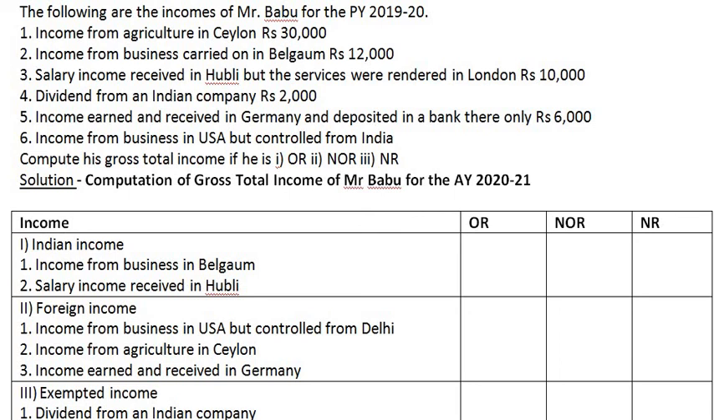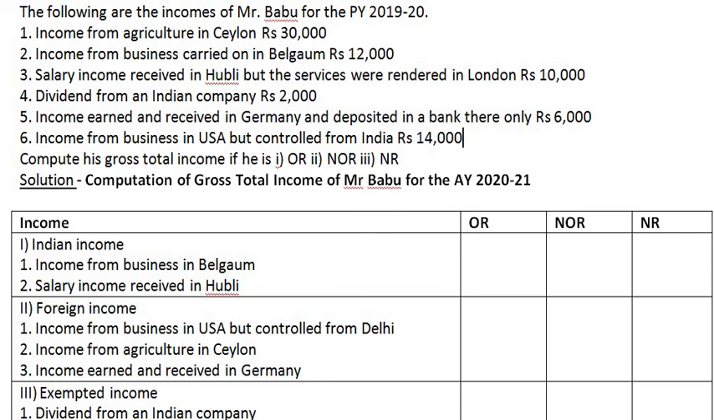There is one more income that I have added here, that is the sixth point: income from business in USA but controlled from India, and that amounts to rupees 14,000. By mistake I had skipped this point. I have added it now. Income from business in USA but controlled from India is rupees 14,000. This income from business in USA is a foreign income, but as it is controlled from India, it is taxable to ordinary resident as well as not ordinary resident. So in two columns we are taking income of rupees 14,000.